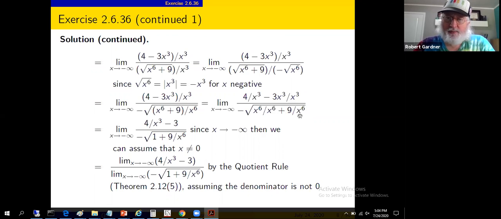And now can you cancel powers of x? Yeah, as long as x isn't 0. It ain't 0, it's a big negative number is the idea for this kind of limit. So x being a big negative number, x is not 0. We can cancel these two x cubes. They're gone, replace with 1. We can cancel these two x to the 6th. They're gone, replace them with a 1. Nothing to cancel here or here, so we're kind of stuck with those.